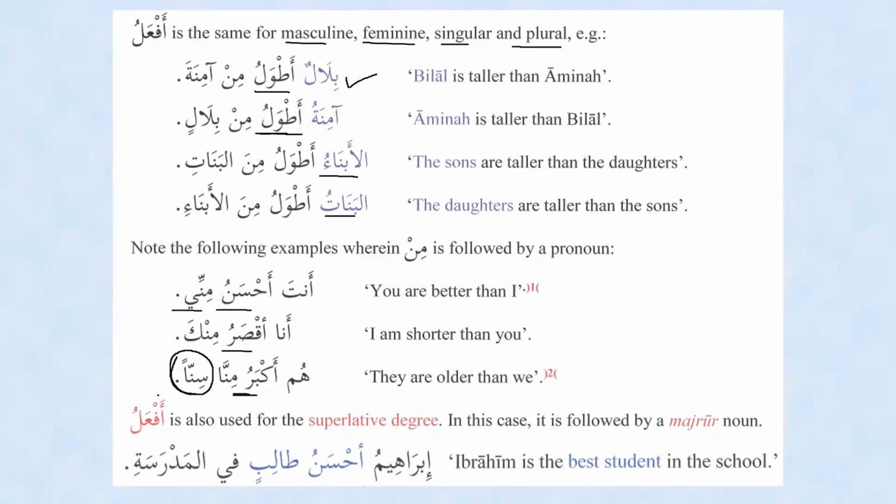So what do we call that? We call that tamyiz in Arabic. It's called tamyiz. And why do we use it? We use it to clear the ambiguity.